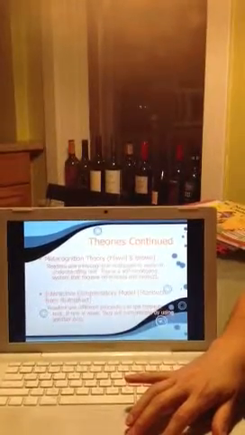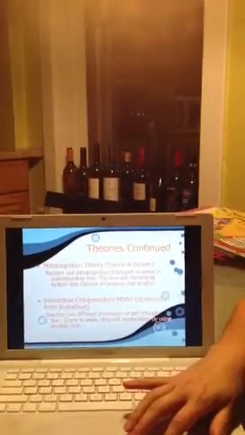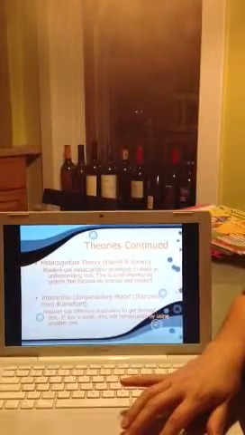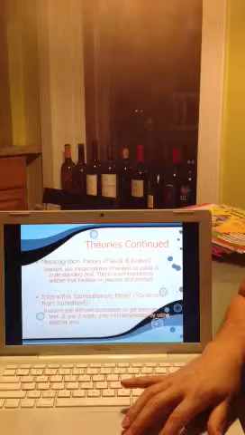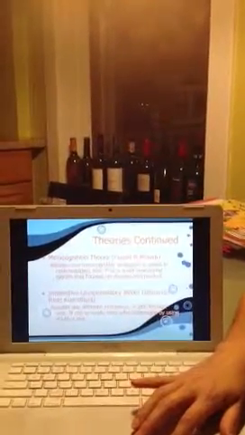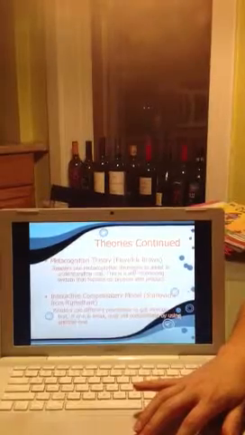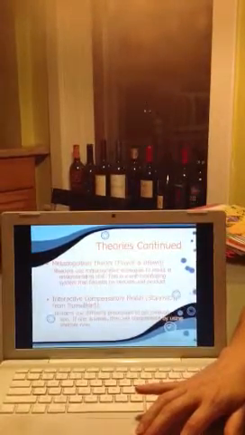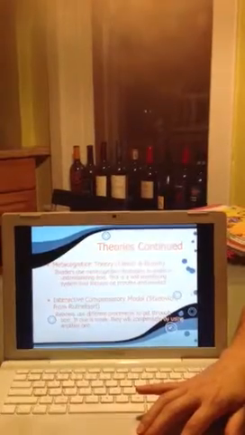The last theory is the interactive compensatory model, created by Stanovich from an initial theory by Rumelhart. This theory states that readers use different processors to get through text. If one is weak, for example, they have a hard time decoding big words, then they will compensate by using another one. For example, they might use context clues to read those big words.